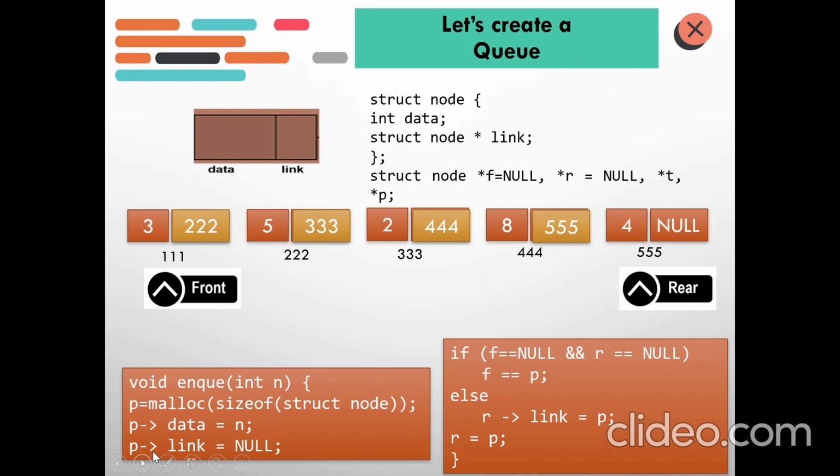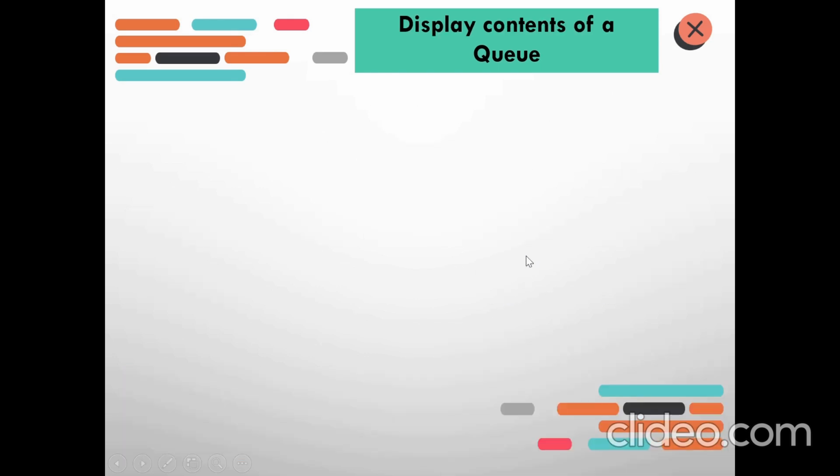So this part, p arrow link is equal to null, comes into effect here, and it tells that there is no subsequent or adjacent node once we leave this function. So this would be the creation of a queue using linked list. Right? Now, how to display contents of a queue?